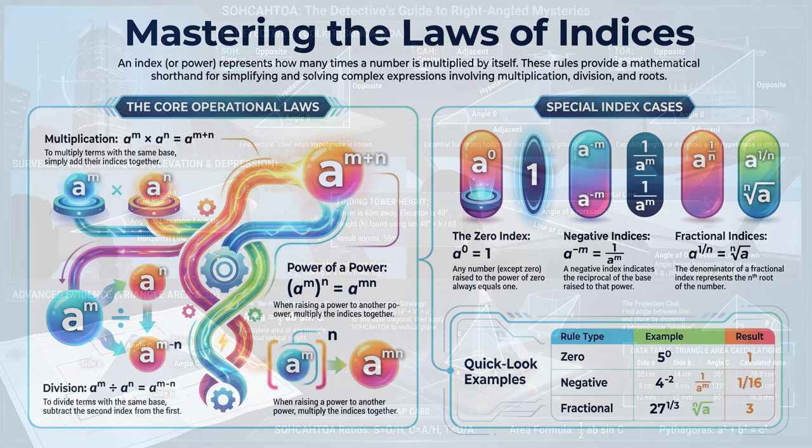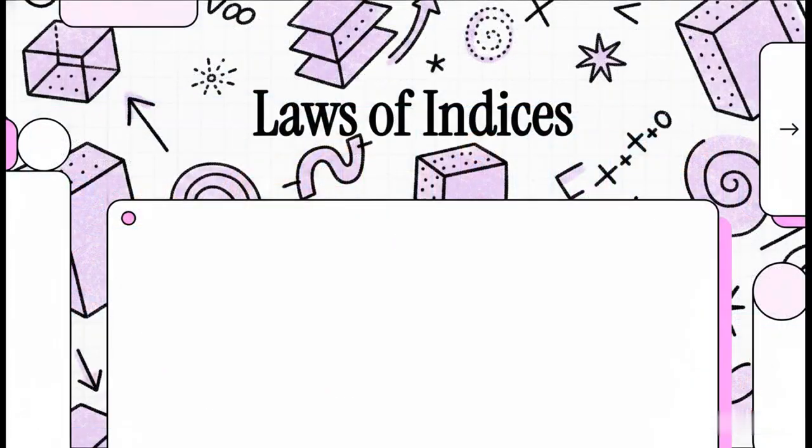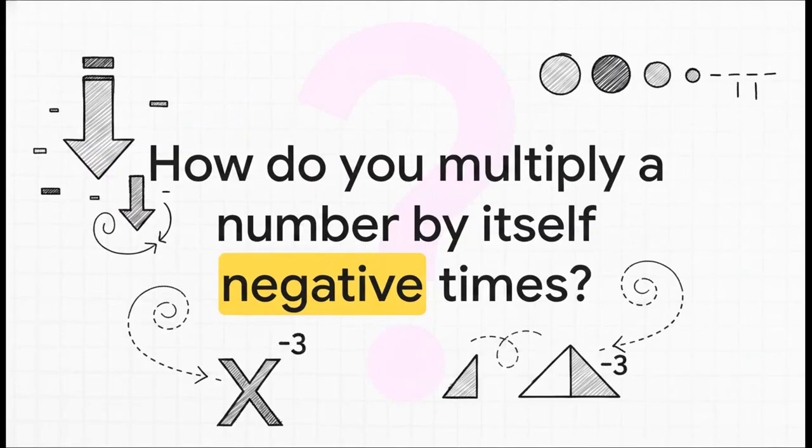Welcome to This Explainer. Let's decode the Cambridge IGCSE laws of indices completely from first principles. So, here's a mind bender for you. How do you multiply a number by itself -3 times?